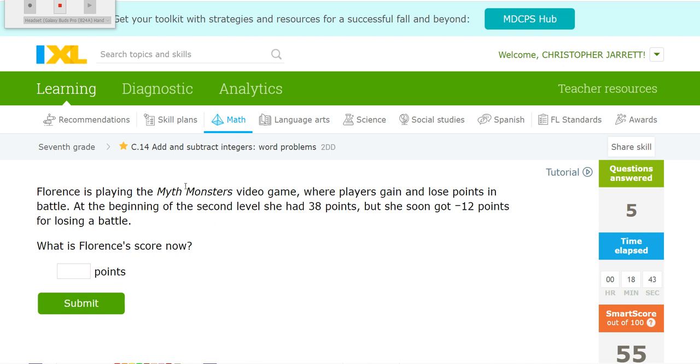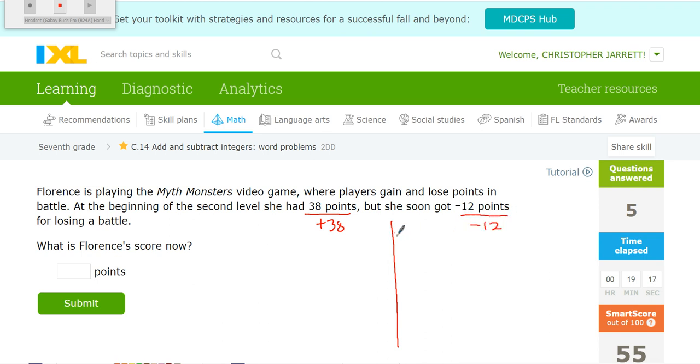Florence is playing the Myth Monsters video game, where players gain and lose points in battle. At the beginning of the second level, she had 38 points, but she soon got negative 12 points for losing a battle. What is Florence's score now? So if I draw a number line again, I'm going to first recognize the integers. Since she had 38 points at the beginning, that would be a positive 38. Soon she got minus 12 points, so obviously that's negative 12.